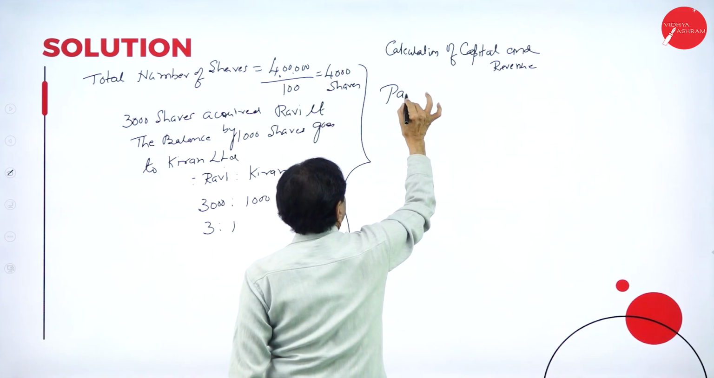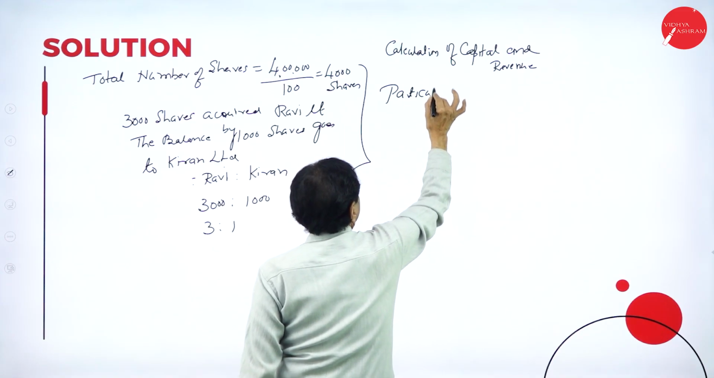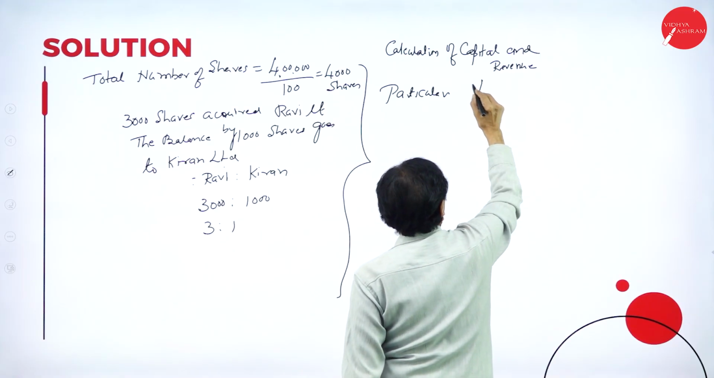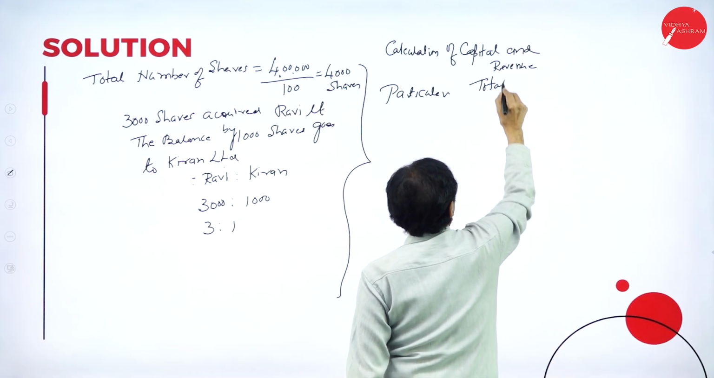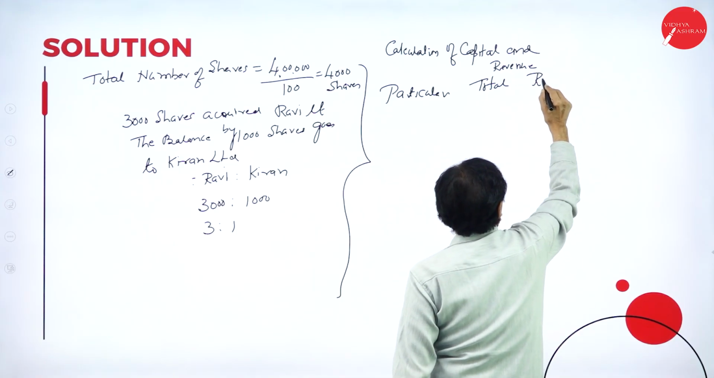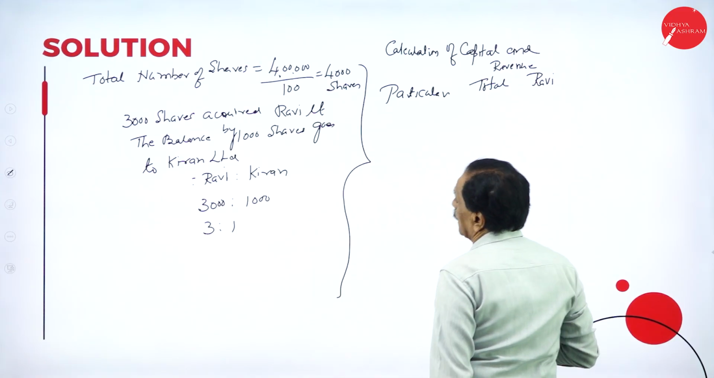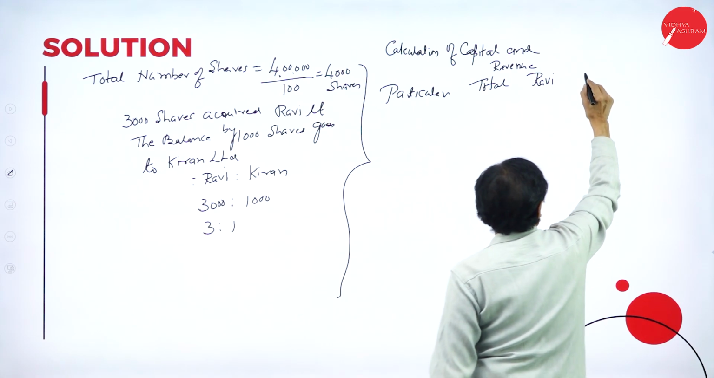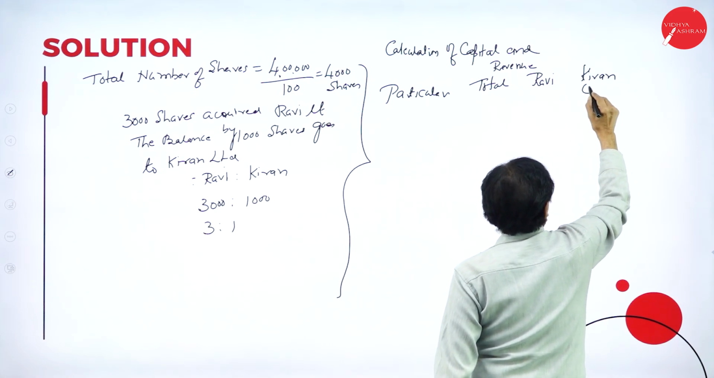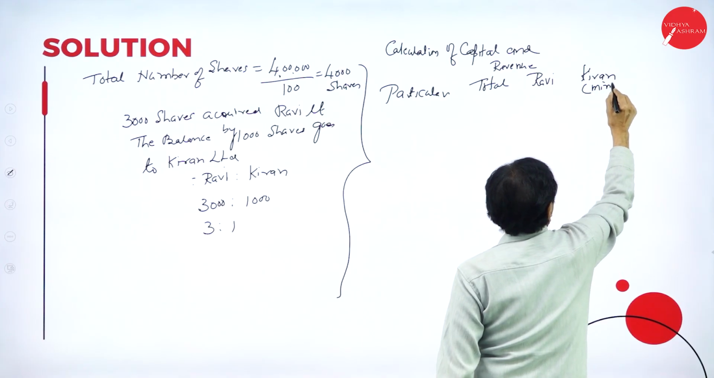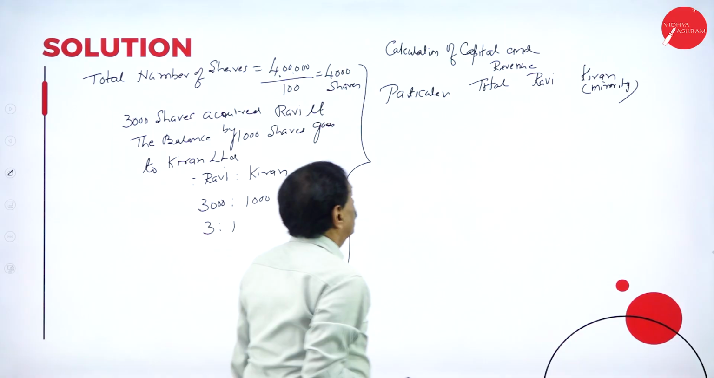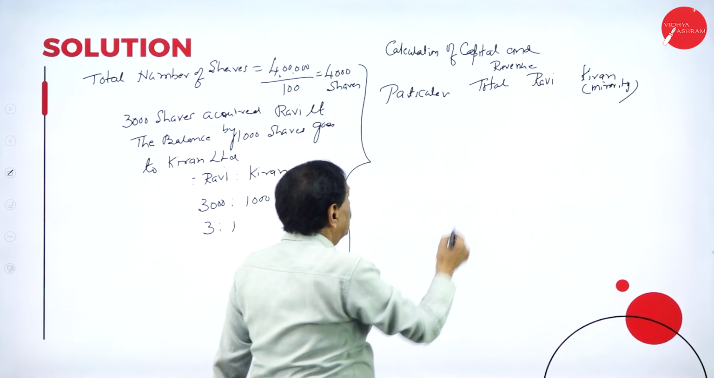Particulars, total. The first company is Ravi. Then we have Kiran, minority. So you have to calculate capital and revenue.